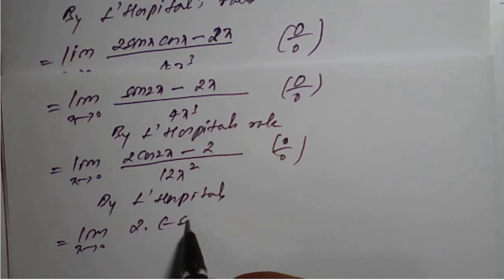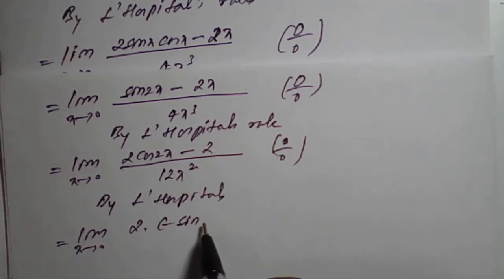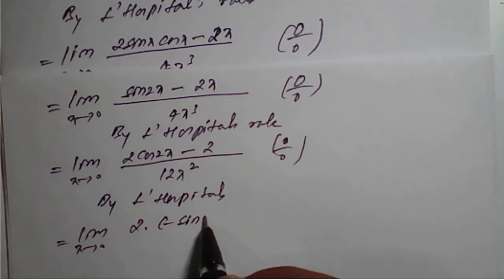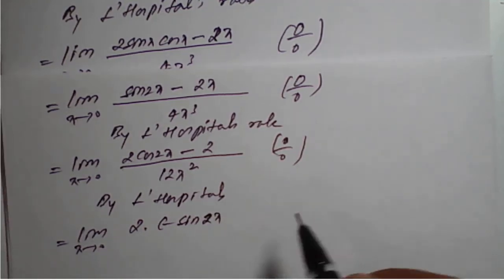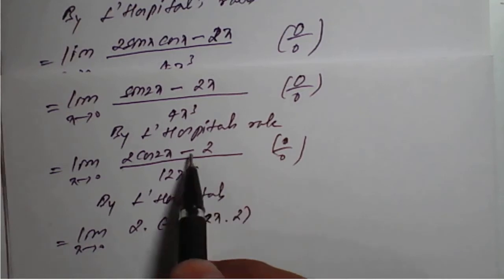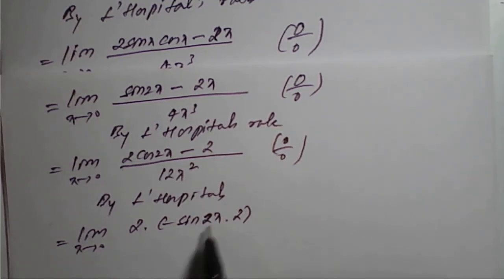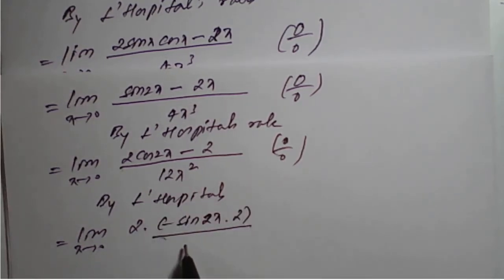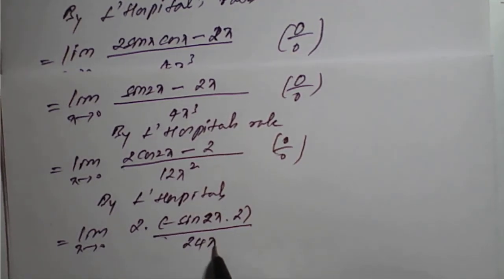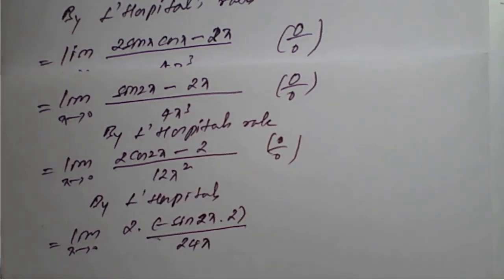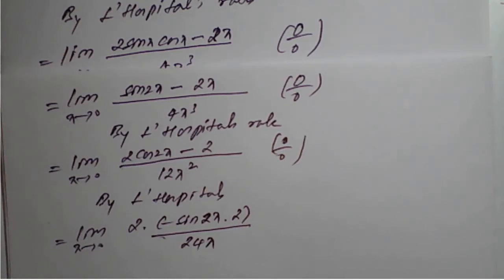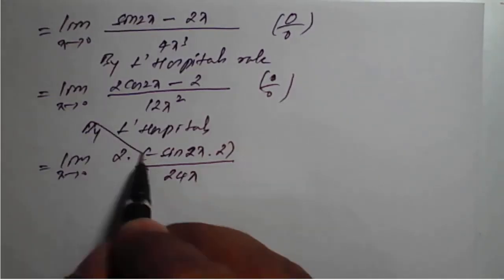minus sine of 2x into 2, and differentiation of minus 2 is 0, divided by 24x. Or I will not go for this.